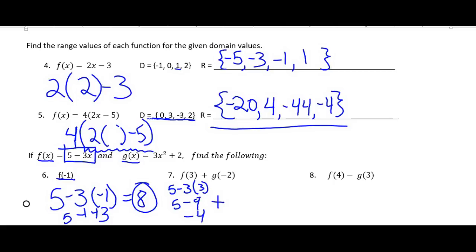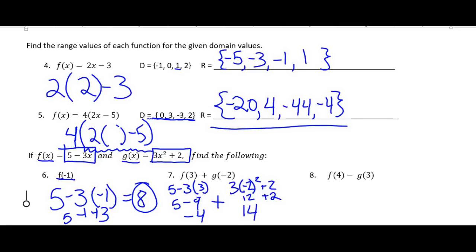plus g of -2. For g of -2, we take the g formula, 3x squared plus 2, and we plug in -2. We have -2 squared. Be careful typing this in your calculator. -2 has to be in parentheses before you square it, or else it'll give you the negative version of the answer. -2 squared is +4 times 3 gives us 12 plus 2, which is 14.